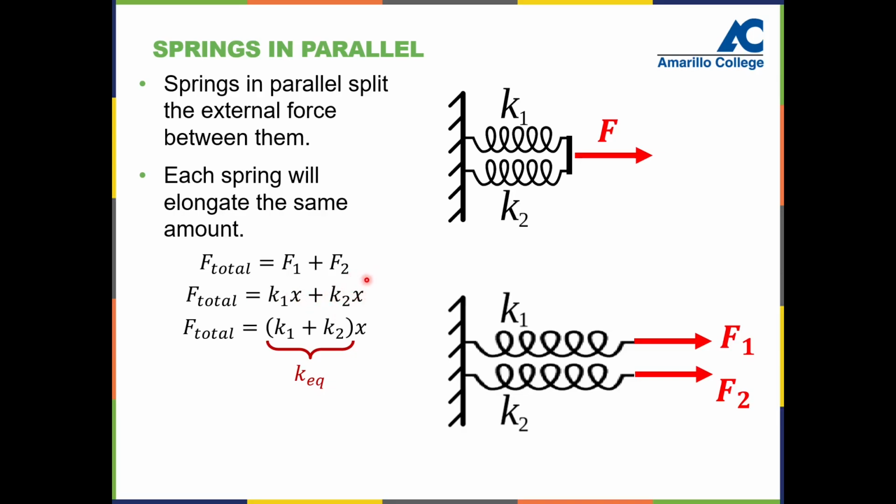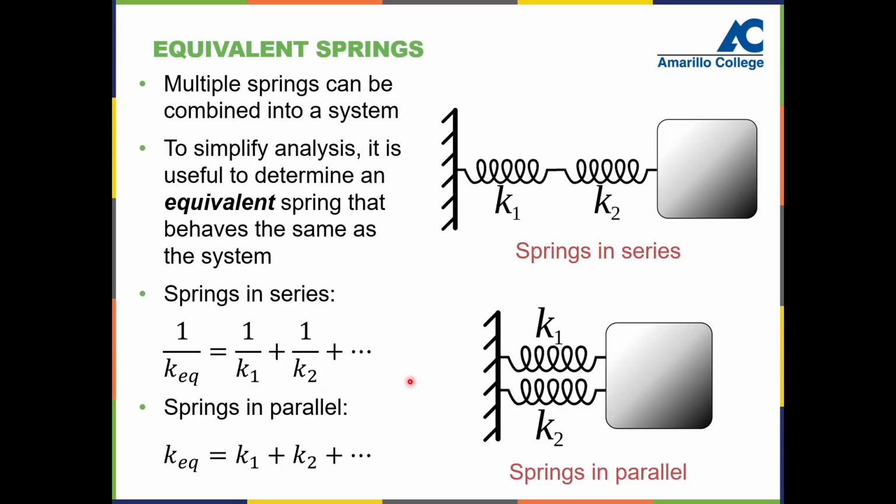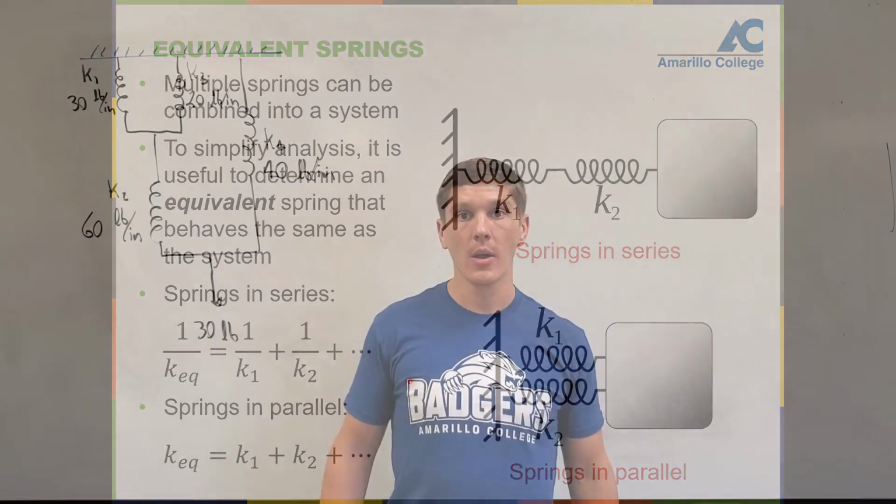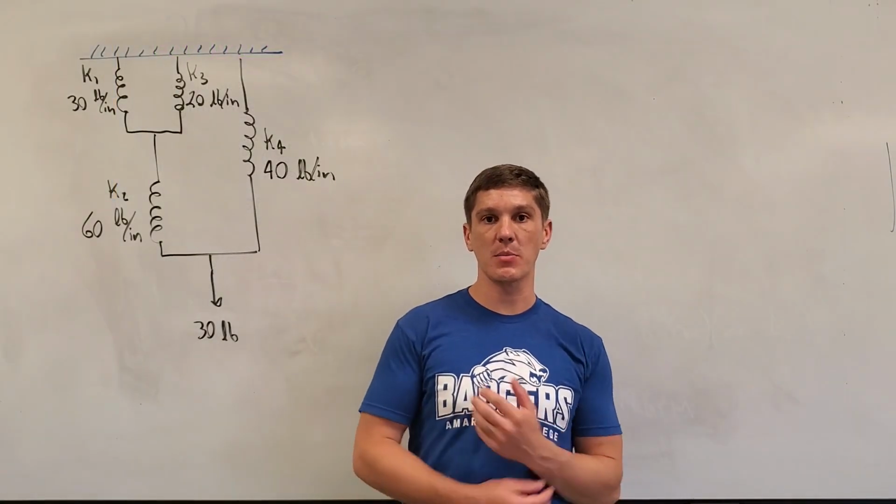Once again, I can factor this displacement out, and I get it into a form of Hooke's law that we are familiar with, in which the force is equal to some equivalent spring stiffness, some equivalent spring constant, times X. So this is kind of how we derived those two different formulas for springs in series and springs in parallel. Let's work a spring system example problem now.